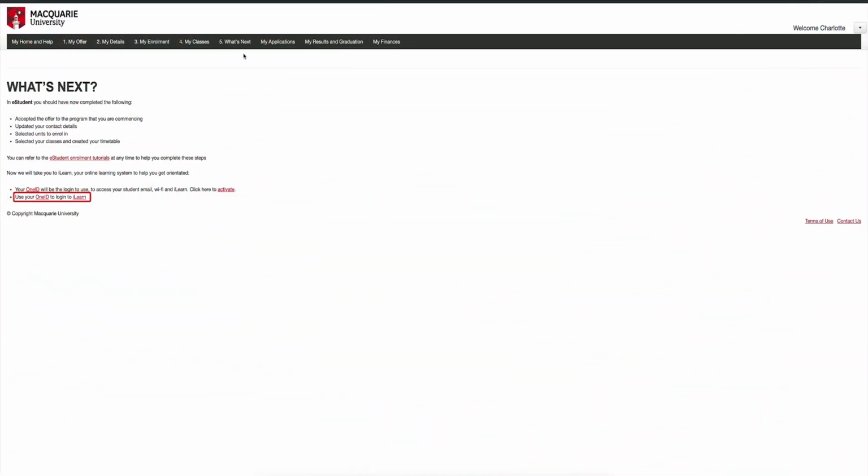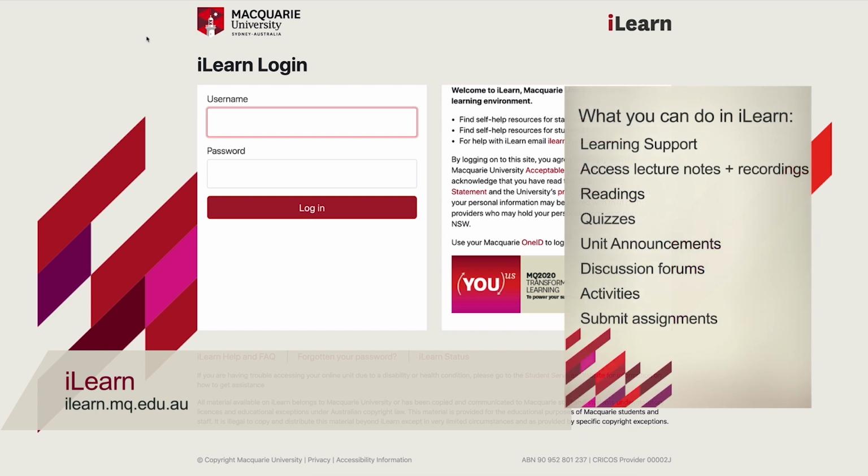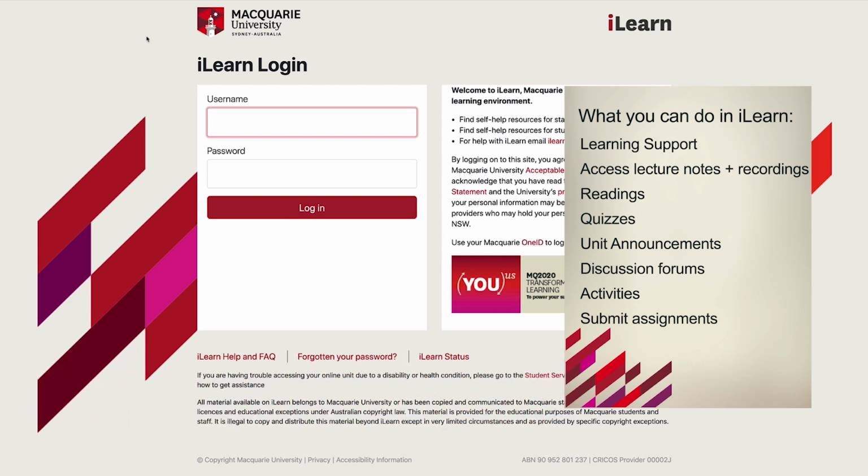iLearn is Macquarie University's online learning environment. This is where you will access all the learning materials and support for all your units. You can access lecture notes, lecture recordings via Echo 360, readings, quizzes, discussion forums, and activities available for students online. This is a very important resource for you to use throughout your studies.